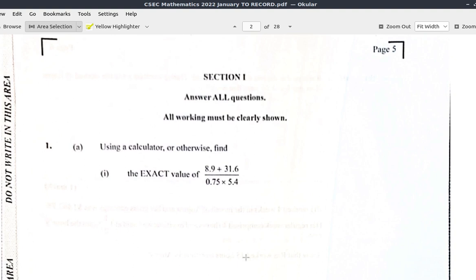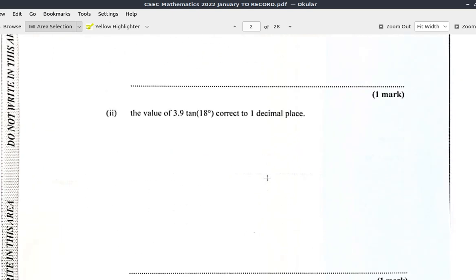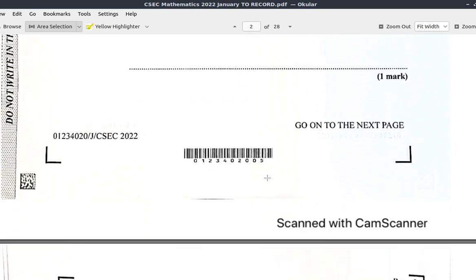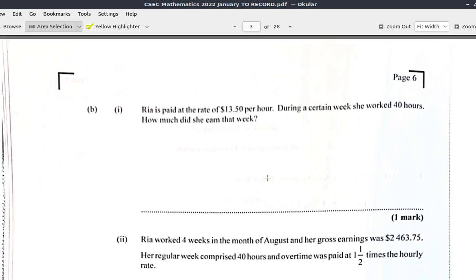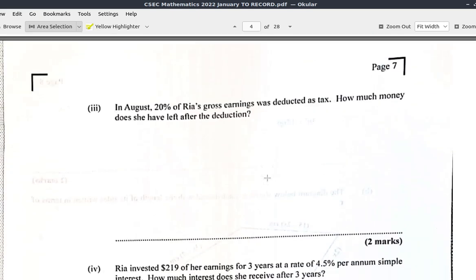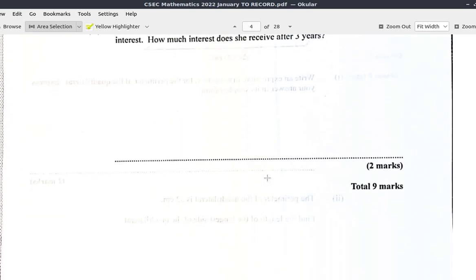But anyway, here, question 1 says, using a calculator or otherwise, find the exact value of. And you have this thing here. Let me see what else it says. Find the value of 3.9 and 18 correct to one decimal place. And Rhea is paid $113.50 per hour, and so on and so forth. All right. Yeah, consumer arithmetic part to it.